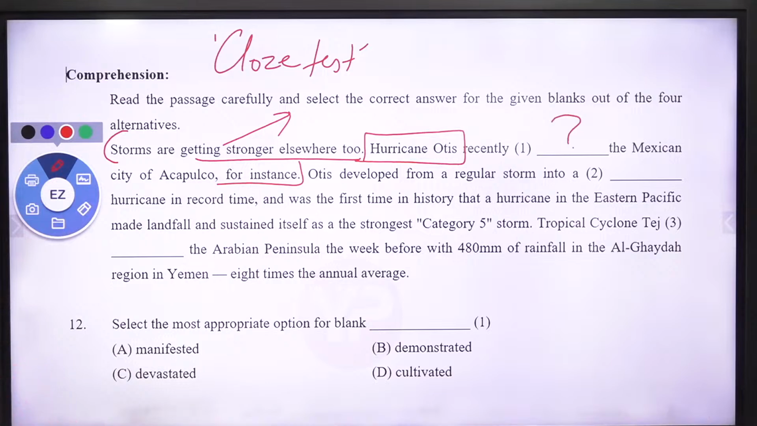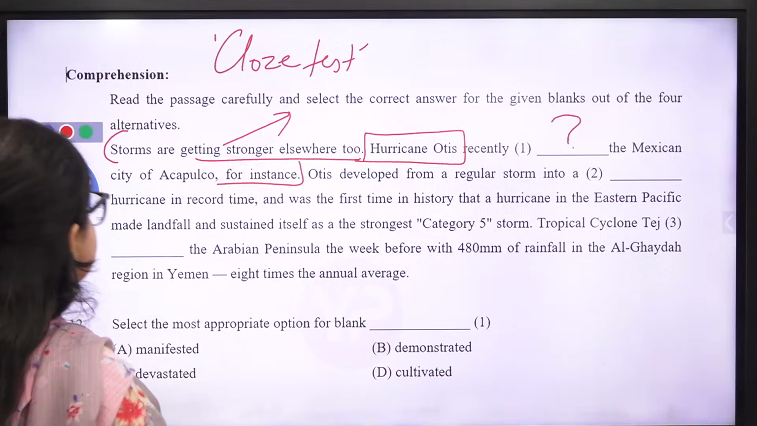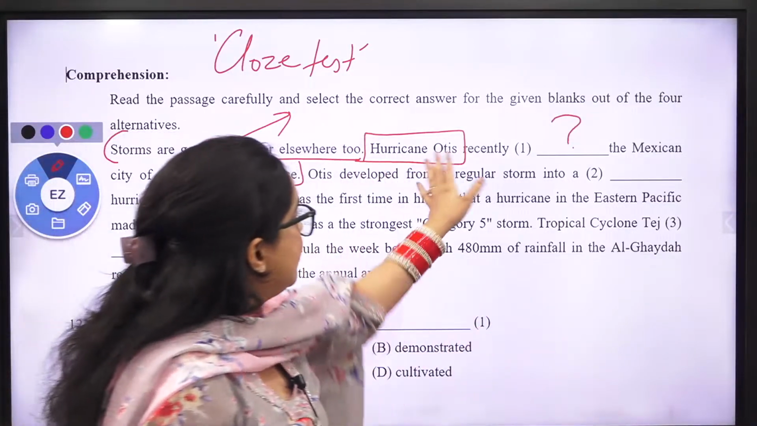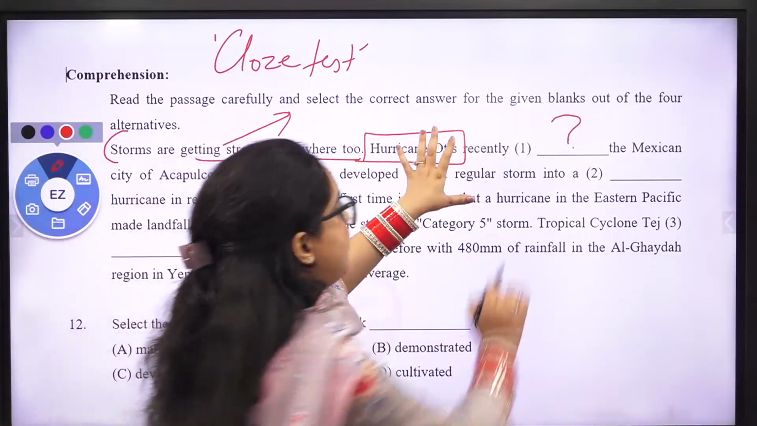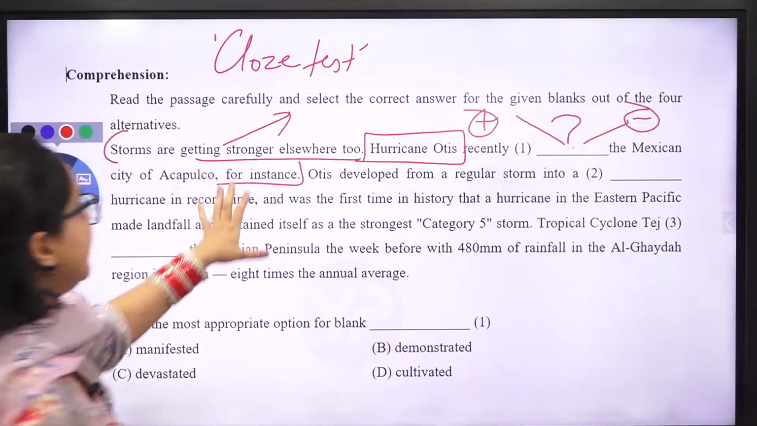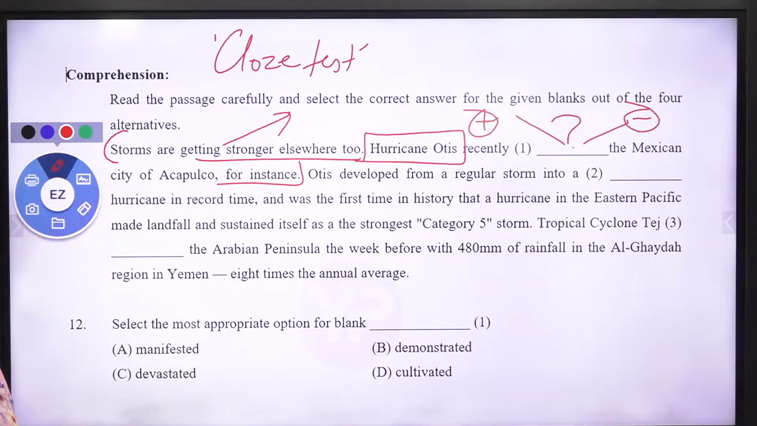Positive words or negative? Storms are getting stronger. Storms बहुत ज्यादा हो रही हैं. Recently, this is there. अब इसका positive होगा या negative word होगा? पहले तो ये बता दो. Hurricane क्या करेगा? बढ़ाएगा कि कम करेगा? Very good. Ishika does it out.